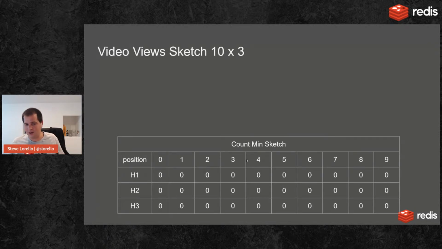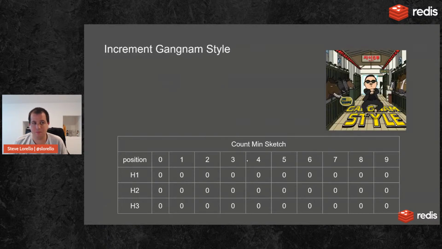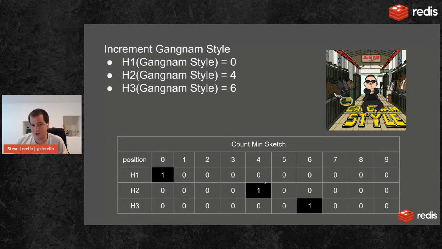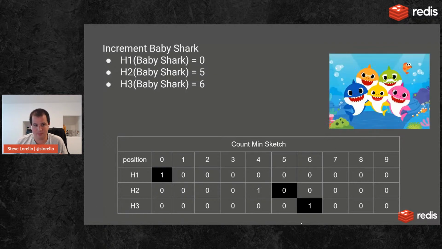So let's take a look at a video view sketch, for example. We're going to say this is 10 by 3. So 10 counters per hash and 3 hashes. Say we want to increment Gangnam Style. We would say we run Gangnam Style through H1, it comes out to 0. So we increment H1 0 to 1. H2 of Gangnam Style comes out to 4, so we increment H2 of 4 to 1. H3 of Gangnam Style comes out to 6, so we increment H3 6 to 1.